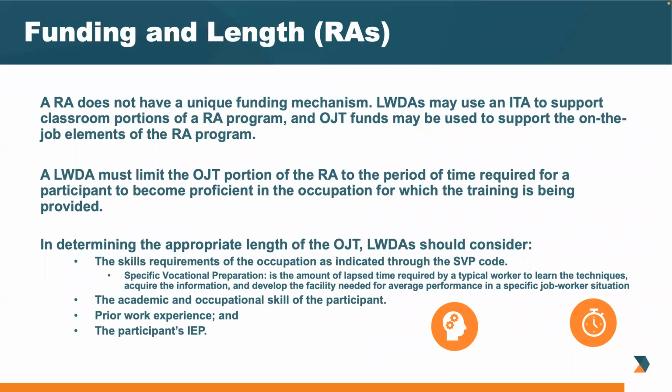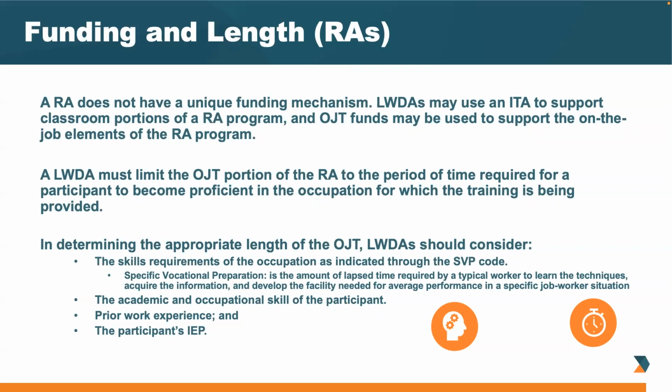Local workforce development areas may use an ITA to support the classroom portion of an RA program, and OJT funds may be used to support the on-the-job elements of the RA program. A local workforce development area must limit the OJT portion of the RA to the duration necessary for the participant to become proficient in the particular occupation for which the training is being delivered. So it should only last for as long as the participant needs to become proficient in the particular occupation.